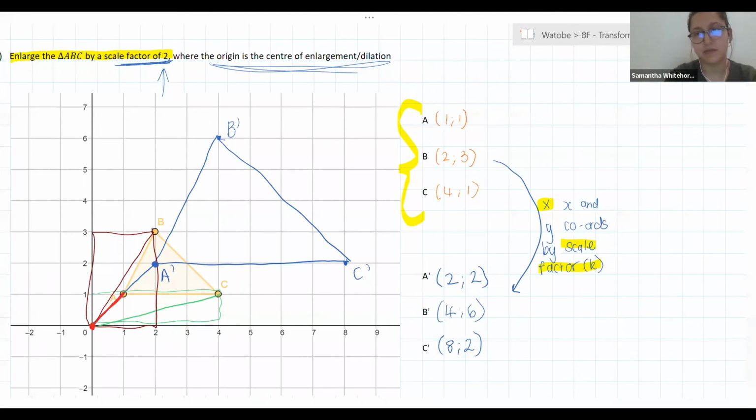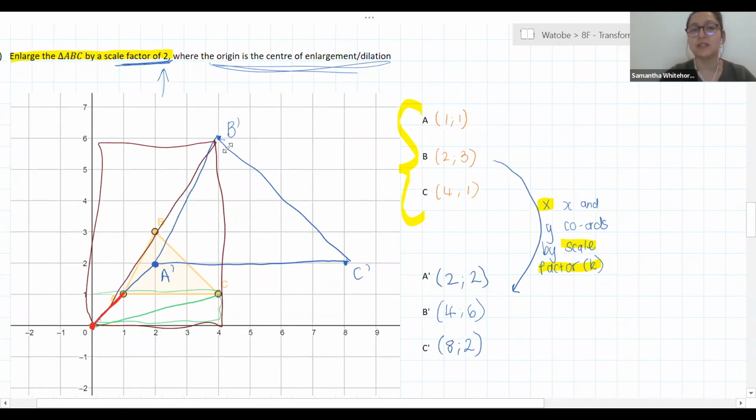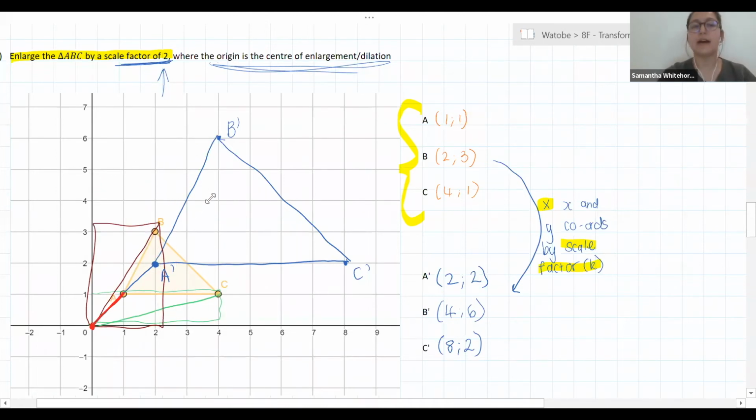Those blocks there. Okay, so all I was trying to show you is that we would take that rectangle that I've just drawn and double it in size in order to apply the scale factor. If I do that and double it, I get to my new point B. Okay, so guys, these lines are basically just to show you that when I enlarge it by 2, I need to double in size what I'm working with.